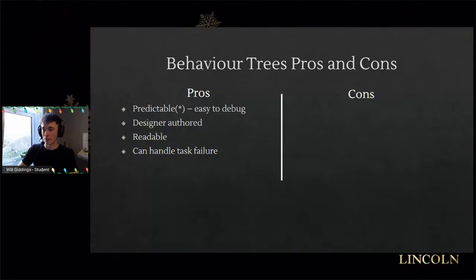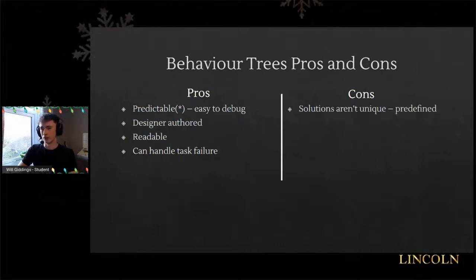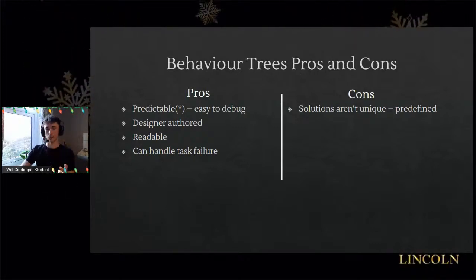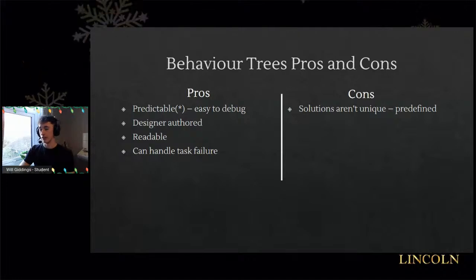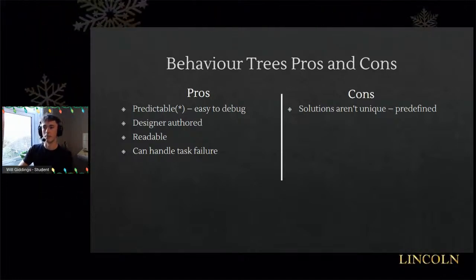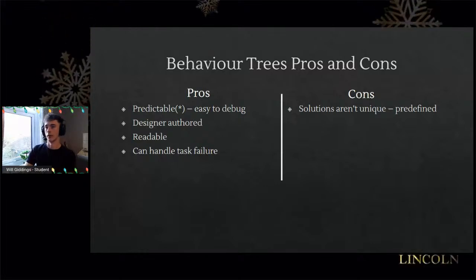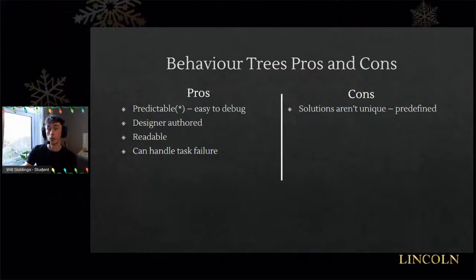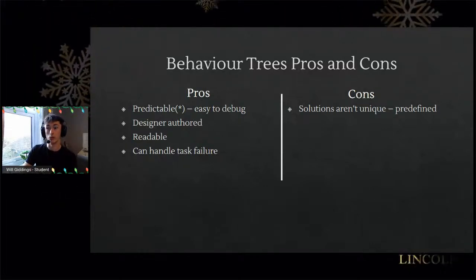Although there are a few things that behavior trees can't do, or don't do so well. The solutions aren't unique. Obviously, a designer has to sit there and make these behavior trees. So to an extent, they are artificially intelligent in the sense that they're making decisions somewhat on their own. But the solutions to dealing with these problems aren't unique.